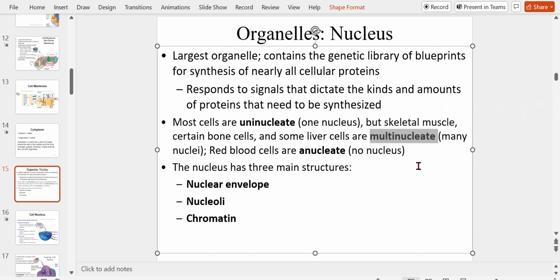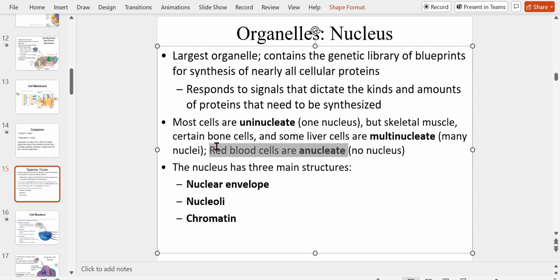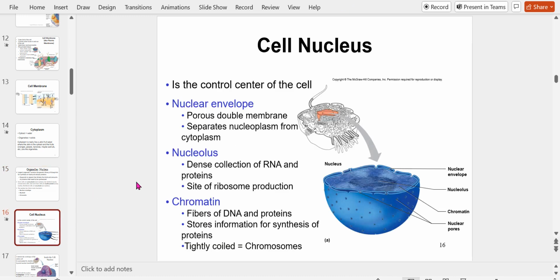They have many nuclei within a particular cell. Red blood cells are anucleate, no nucleus. Red blood cells, there's no mitosis, they don't divide, but after about 4 months they get the chomp and they get broken down and new RBCs are made. The nucleus has 3 main structures: the nuclear envelope, nucleoli, and chromatin.